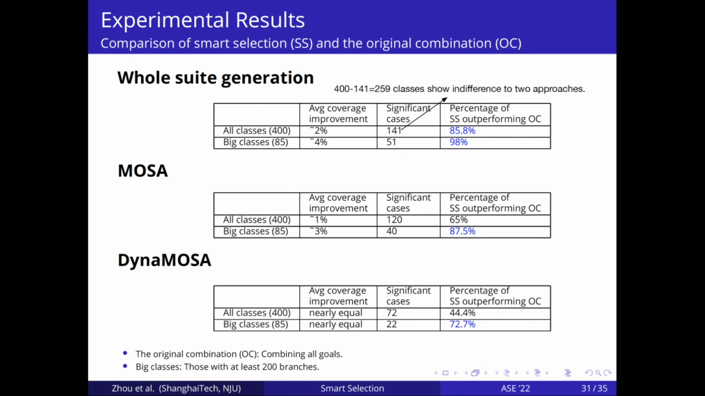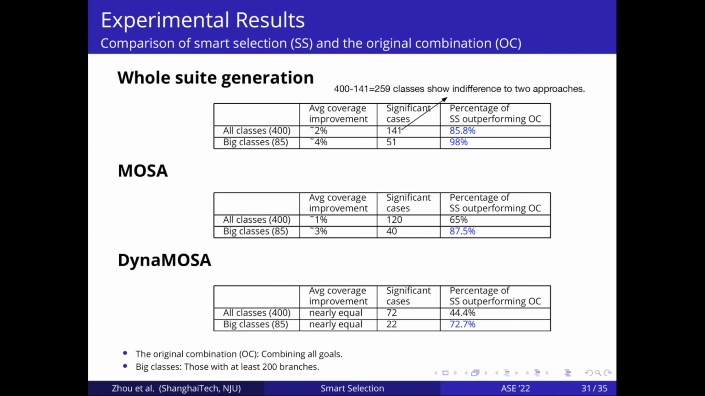For all the 400 Java classes, smart selection brings nearly 2% average coverage improvement. 141 classes show a statistical difference between smart selection and the original combination. That is, 259 classes show indifference to these two approaches. In the 141 classes, the proportion of smart selection outperforming the original combination is nearly 85%.